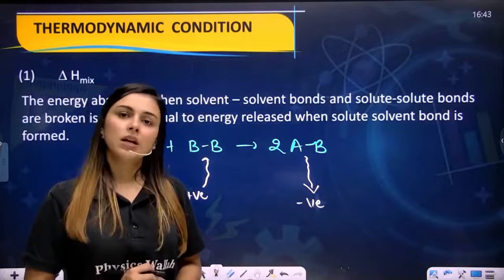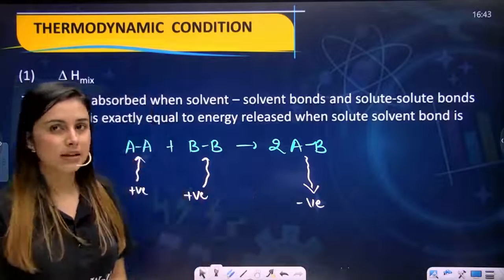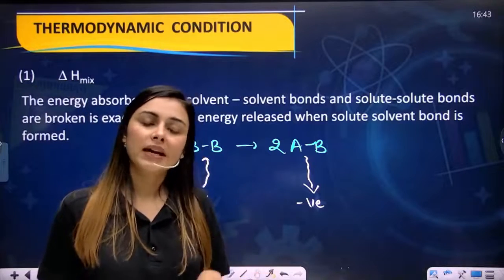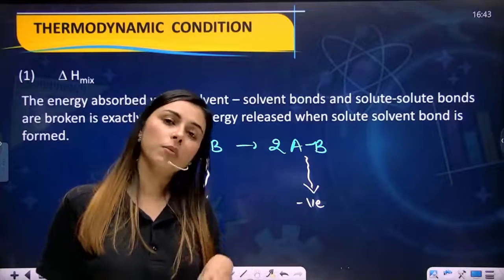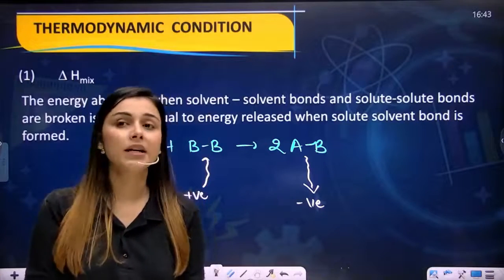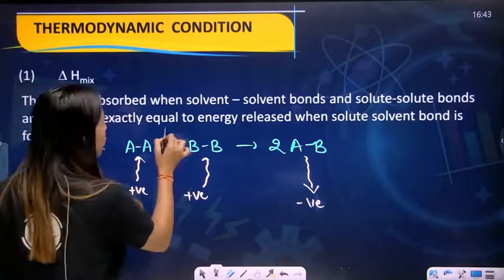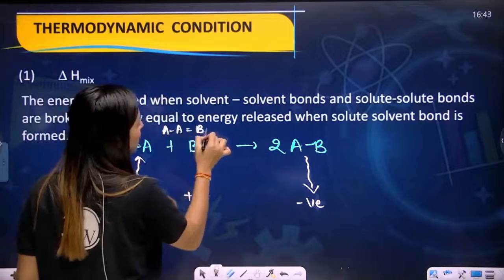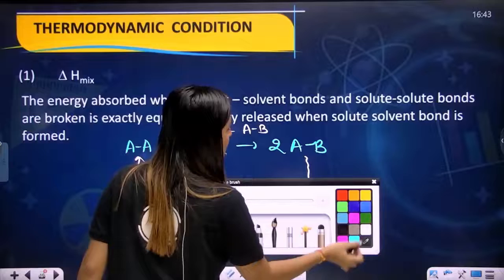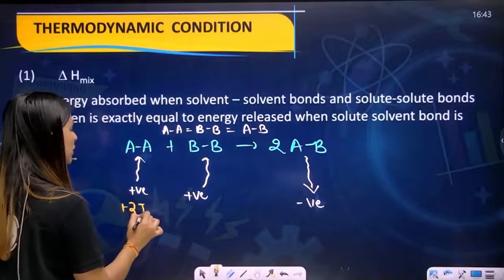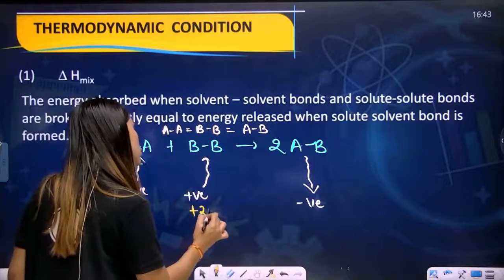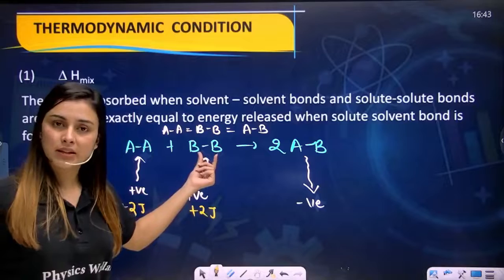I hope this is clear. Now let's understand. To break a bond, I need to give energy, so that would be a positive value. To form an interaction, it will release some energy, that will be a negative value. Now, my dear students, for an ideal solution, we know that AA interaction is equal to BB interaction and it is equal to AB interactions, right? Yes. So let us say that plus 2 joules of energy was absorbed to break this bond. Now, plus 2 joules of energy was absorbed to break this interaction as well.